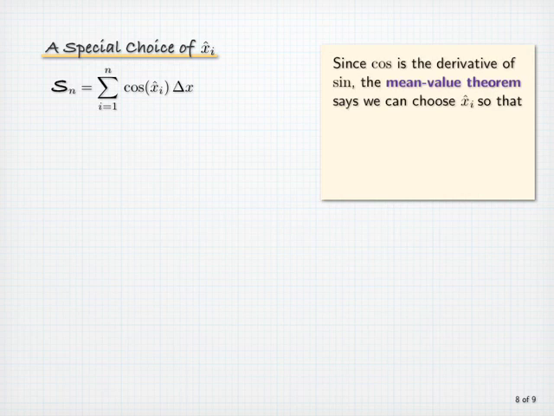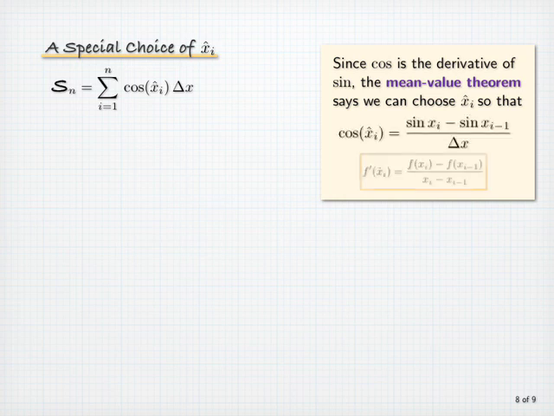Now, we're going to use the mean value theorem to choose our x hat sub i's. Since cosine is the derivative of sine, the mean value theorem tells us that in each subinterval there exists a number x hat sub i, so that cosine of x hat sub i is equal to sine of the right endpoint x_i minus sine of the left endpoint x_{i-1}, divided by delta x.